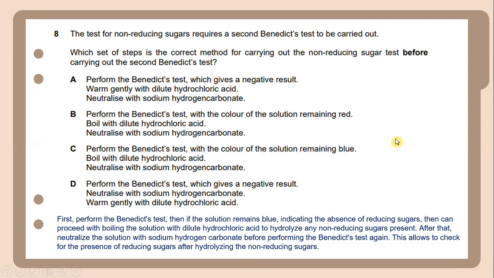Then, if the solution remains blue, indicating the absence of reducing sugars, we can proceed with boiling the solution with dilute hydrochloric acid to hydrolyze any non-reducing sugar present. After that, neutralize the solution with sodium hydrogen carbonate before performing the Benedict test again. This will allow us to check for the presence of reducing sugar after hydrolyzing the non-reducing sugar. And the answer will be: perform the Benedict test with the color of the solution remaining blue, boil with dilute hydrochloric acid, and neutralize with sodium hydrogen carbonate.